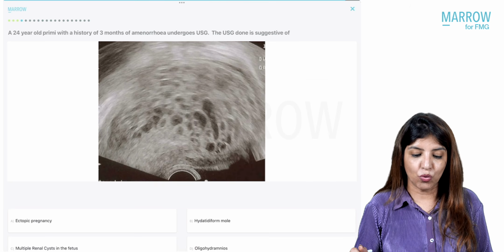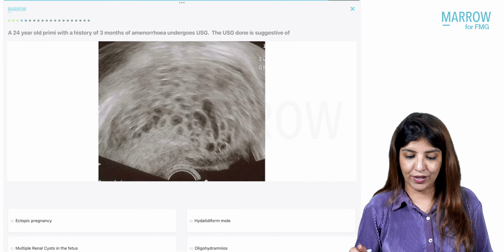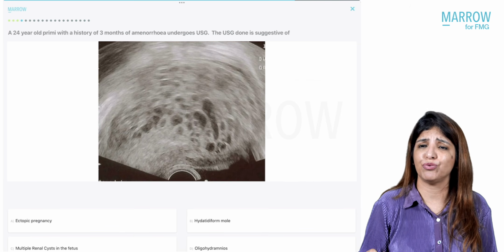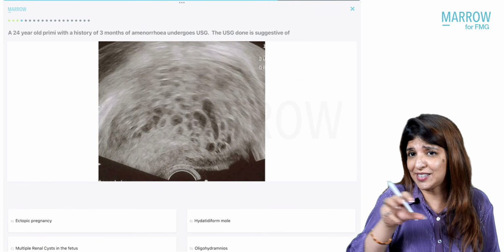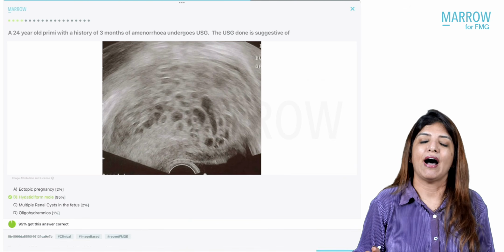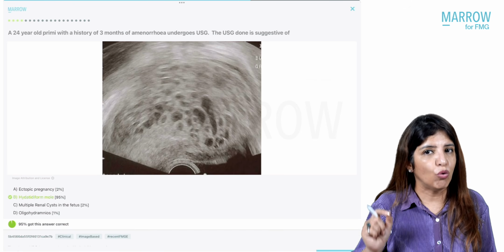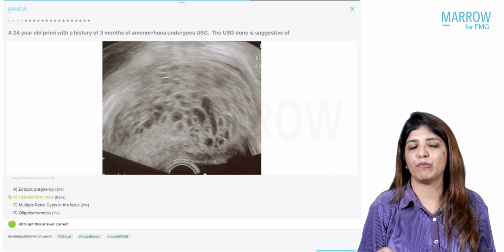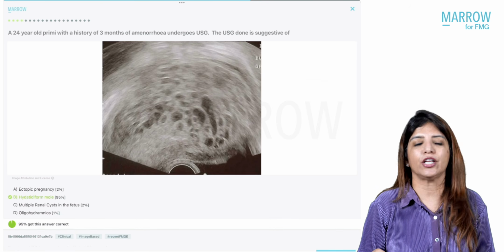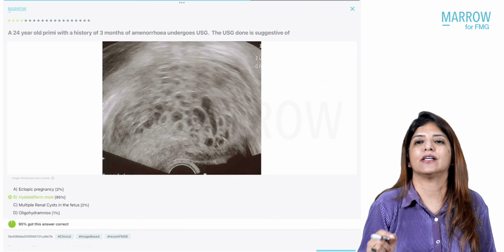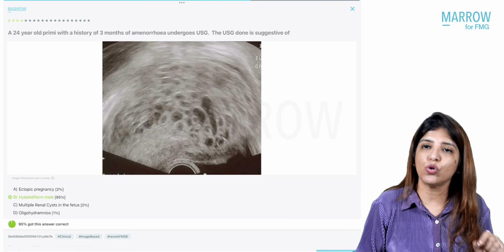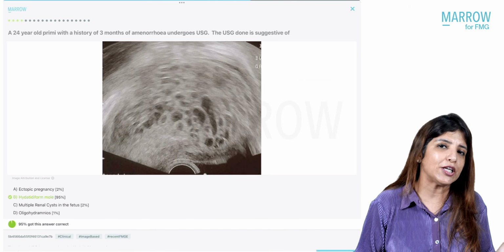A 24-year-old primigravida with 3 months of amenorrhea undergoes ultrasound. The ultrasound is suggestive of. Now, what is it appearing to you? Isn't it appearing as if there are snowflakes in the uterus? This is the snowstorm appearance which you get in case of hydatidiform mole. One of the most important IBQs which you have to remember is that of snowstorm appearance on ultrasound. Whenever you are getting snowstorm appearance on ultrasound, it is a case of hydatidiform mole, right? Now you're going to tell me, snowstorm appearance is seen in case of complete mole or partial mole.